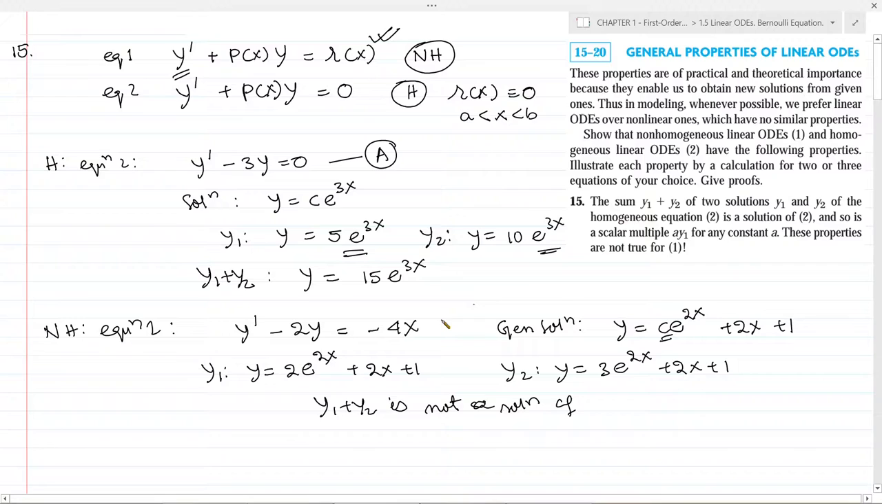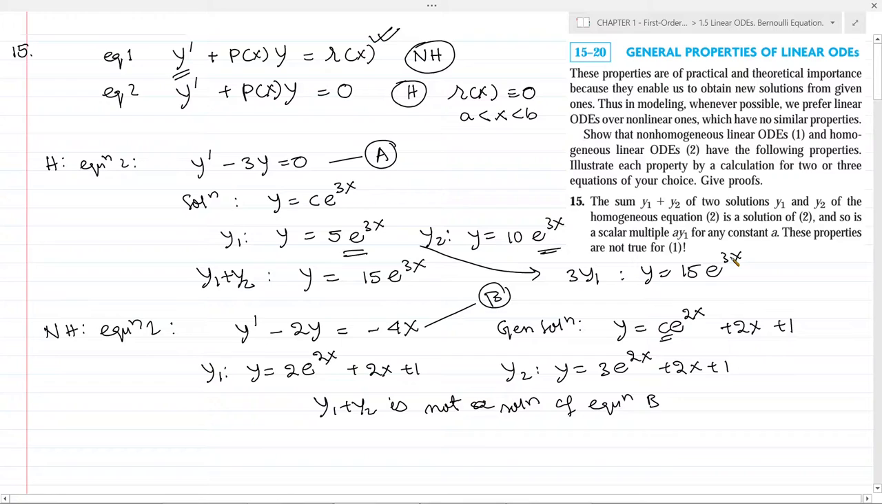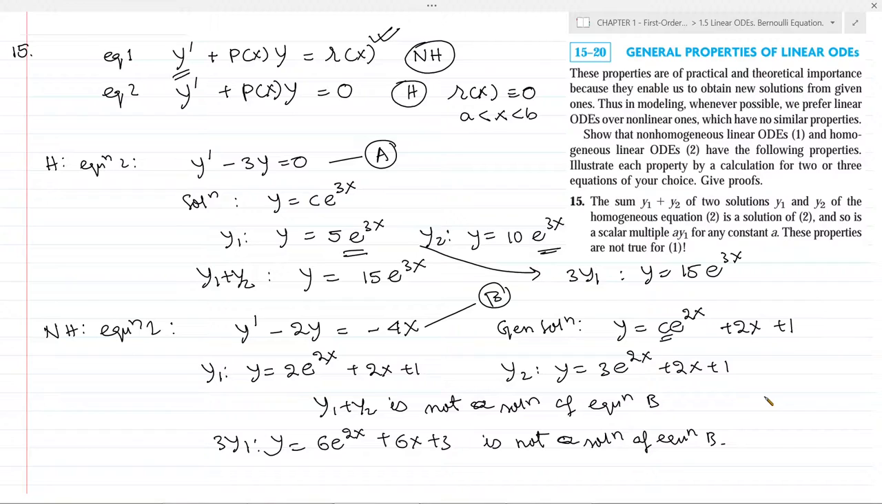equation B. You can go ahead and check that for homogeneous equations this holds true, and for non-homogeneous equations this doesn't hold true. Similarly, in this case, you can check that 3y1 or y equal to 15 e to the power 3x is a solution of A, and in this case you can check 3y1 or y equal to 6 e to the power 2x plus 6x plus 3 is not a solution of equation B. This checking part I leave to you. I have already given the analytical proofs. You can follow the same method and check these properties from these examples.